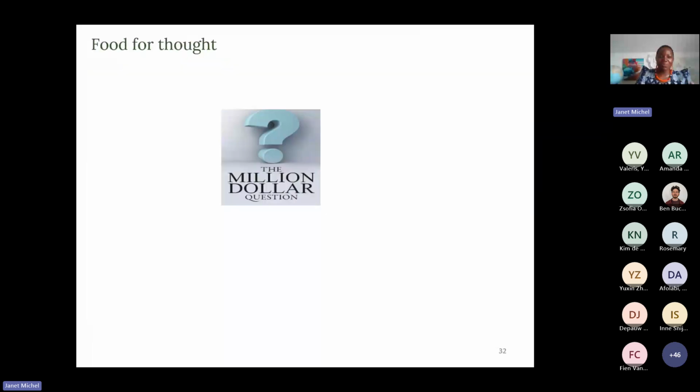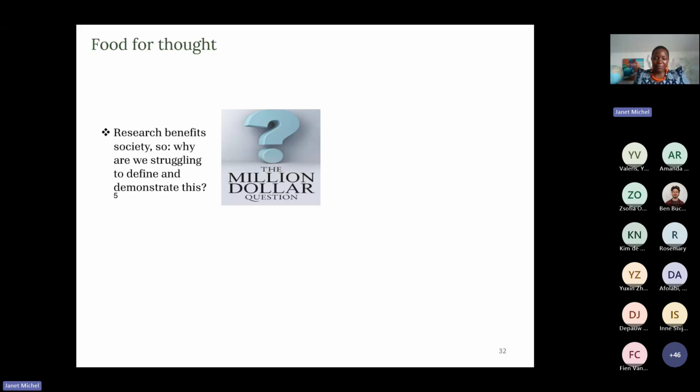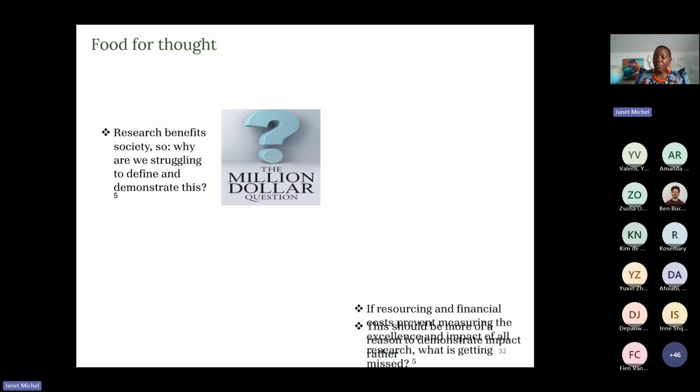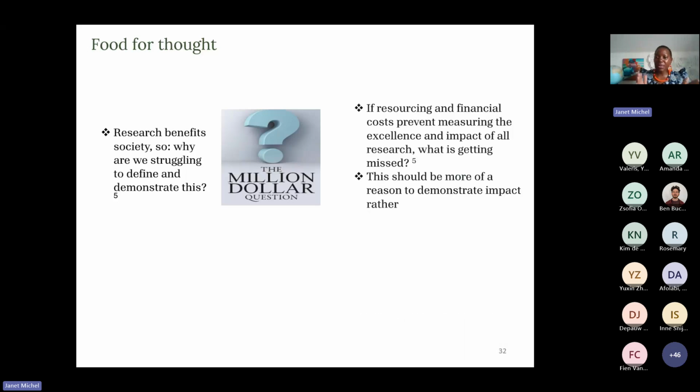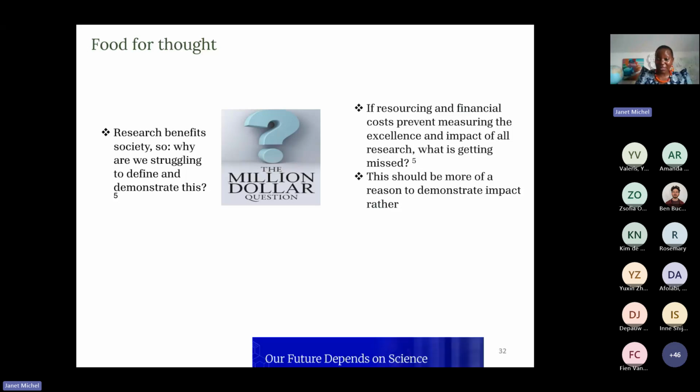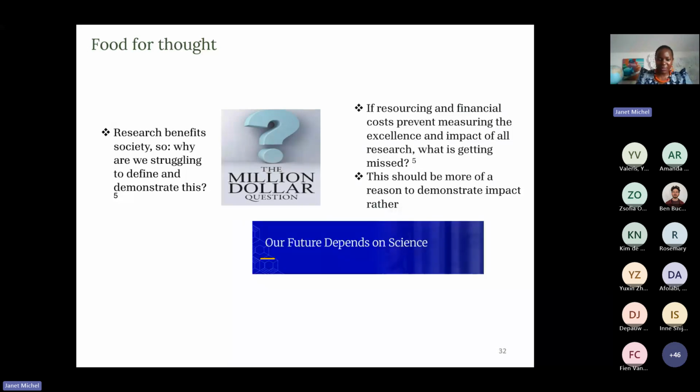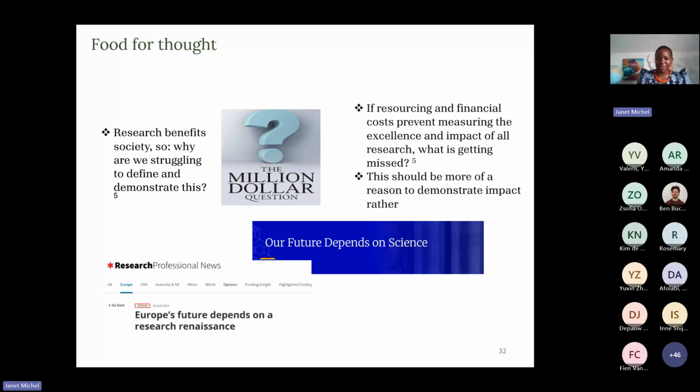But my question to you is, I think we do research because we believe that it benefits society, so why then are we struggling to demonstrate this? And if we hide behind not having resources to measure that research, what else is getting missed? If we don't have enough resources, should this not be more of a reason to demonstrate impact? Because we say our future depends on it. Europe's future depends on research.